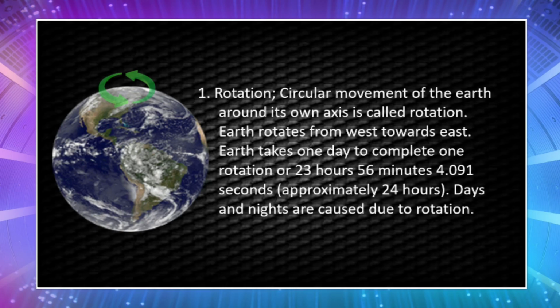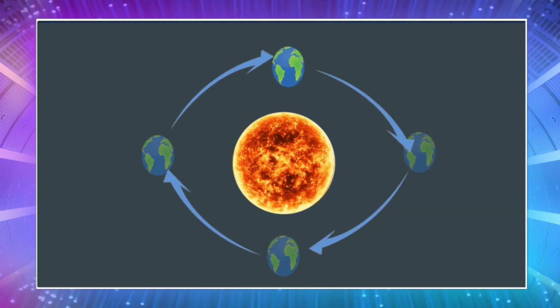Children, if you observe this image, you can see the arrow marks on the top of the image, which indicate that the Earth is rotating on its own axis and it is rotating from west towards east. The direction of the arrow mark is from west towards east.